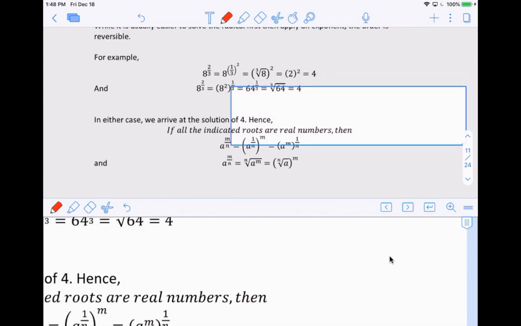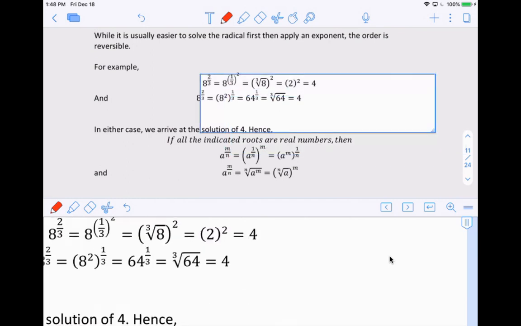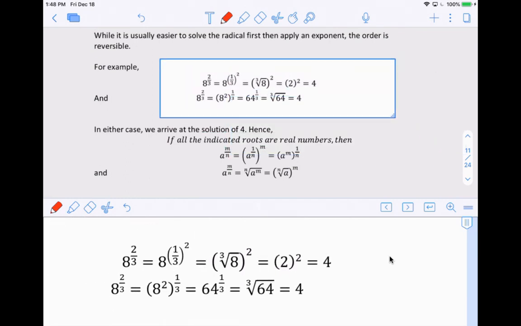Right, so this is the second half of 8.4. We're just being introduced to this rational exponent idea. So we had something like 8 to the 2/3 is 8 to the 1/3 squared, right? And we could change the 1/3 part to a cube root, and then we square it. We can simplify it down to 4.